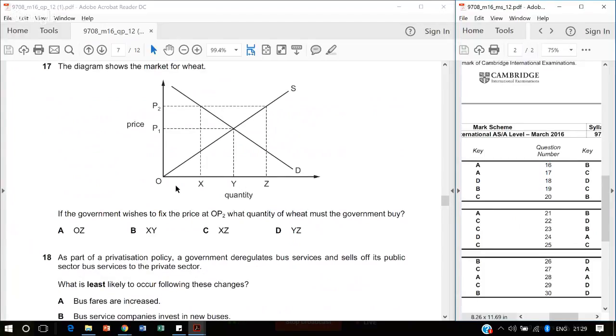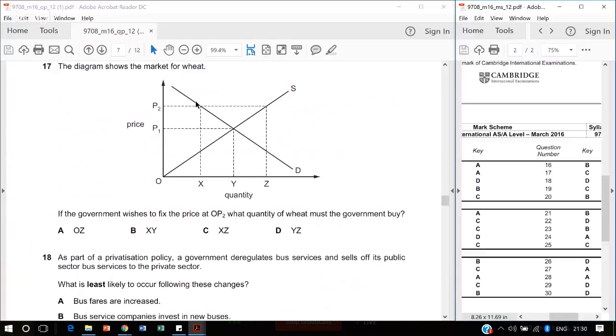Here we see the market for wheat. If the government wishes to fix the price at OP, what quantity of wheat must the government buy? Okay, so it's trying to get the price to OP2. That would mean they're going to have to increase demand to this line here, which would be an increase in demand of this distance here. So let's have a look at what height that would be. That'd be this height there to there, which in fact is exactly equal to this height here.